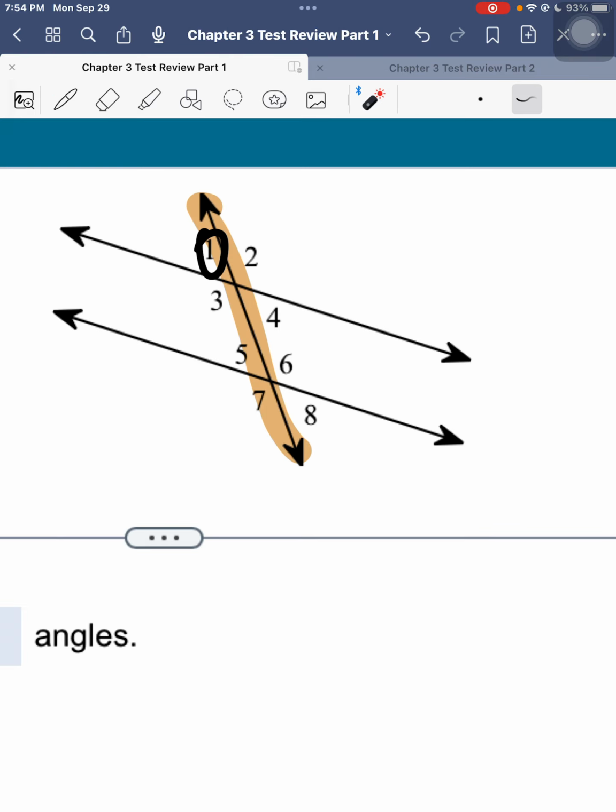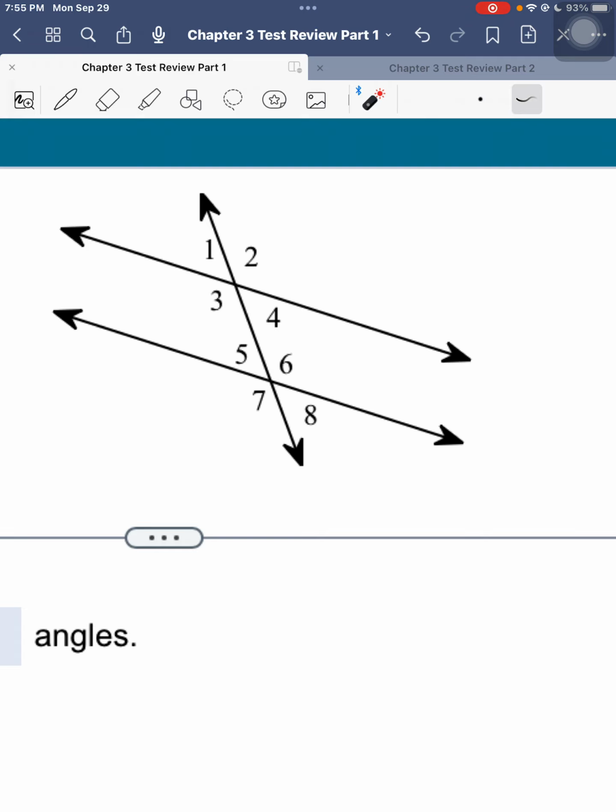If I'm focused on my transversal, this line, if I was looking at angle 1, for example, angle 1 has same side angles 3, 5, 7, everything on this left side. If I was looking at angle 2, the same side would be 2, 4, 6, and 8. And conversely, if I was looking at 2, the alternate side angles would be 1, 3, 5, and 7 on the other side of the transversal.